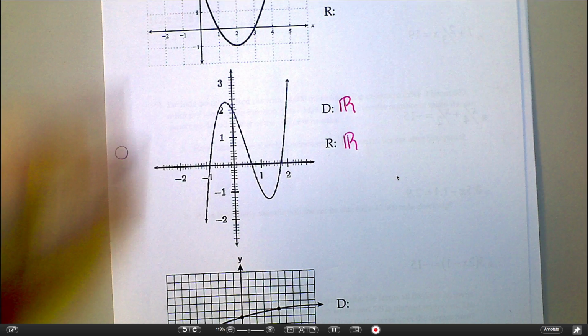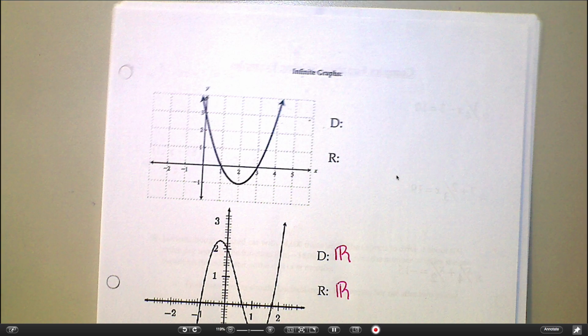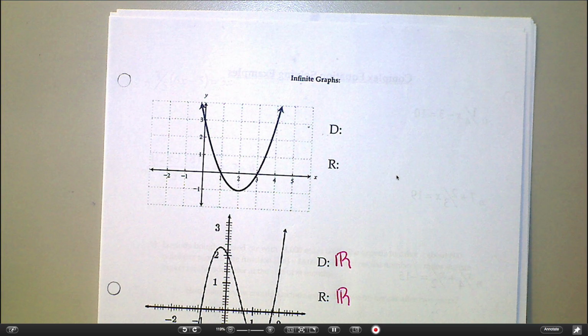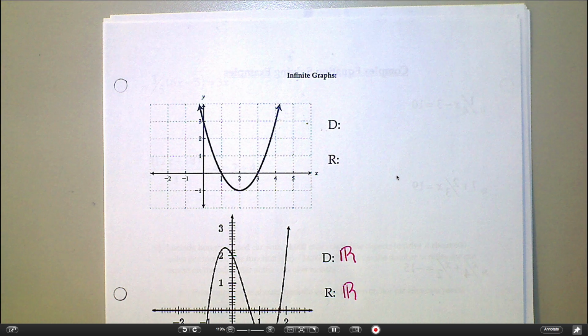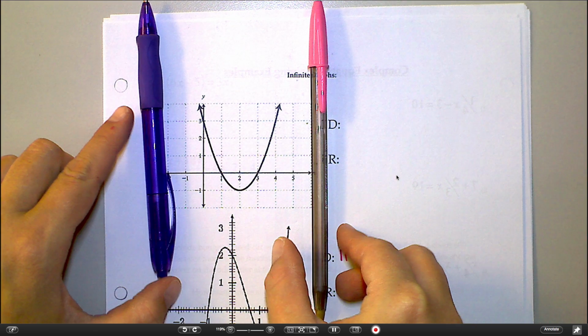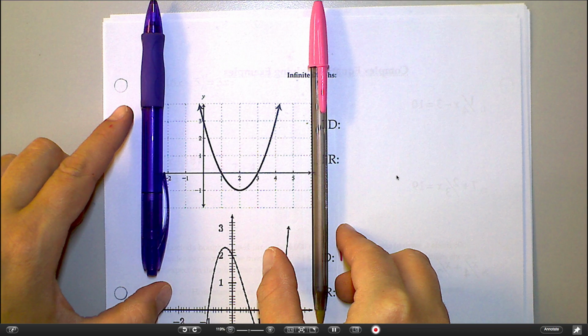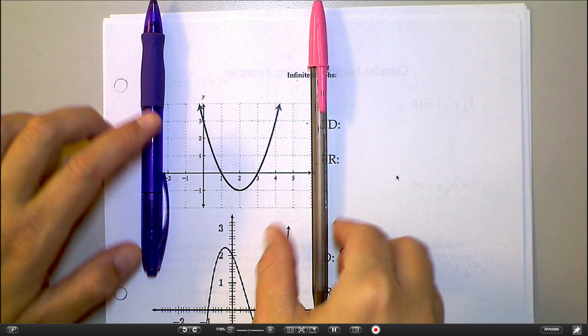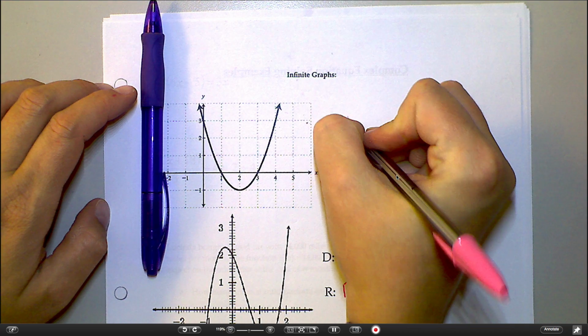So now let's go back up and talk about this one up here on the top. Domain. So again, I'm looking left to right. So I'm going to build my walls on the left and the right. And I want to know, will my graph eventually hit my pens? Yes, it will. So that's all real numbers.